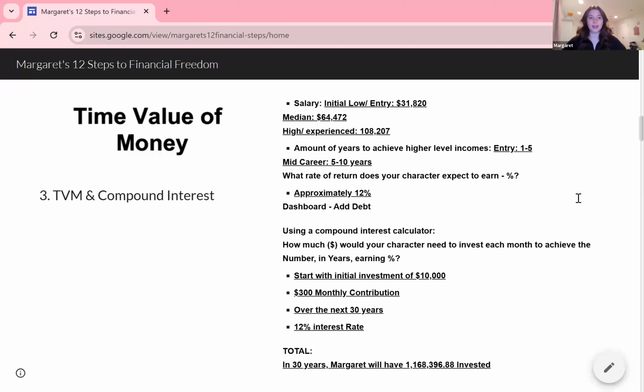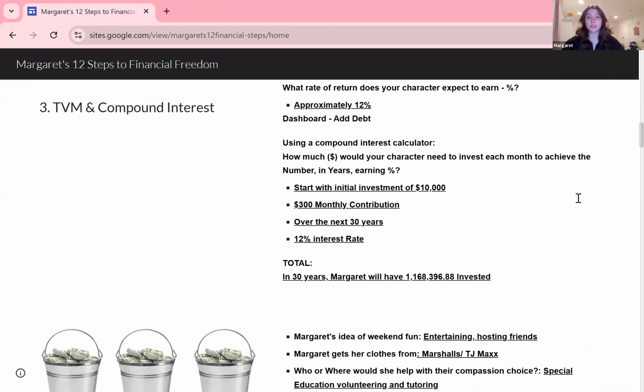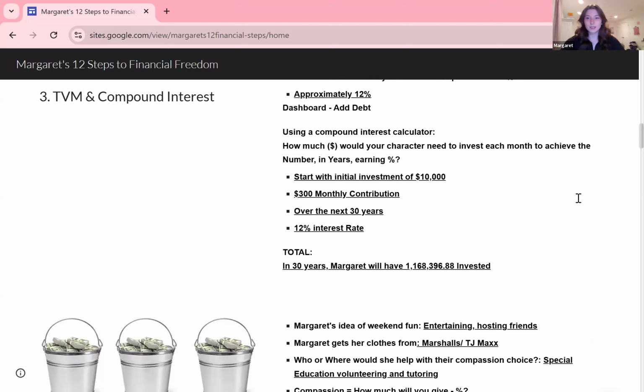Next, we are going to be looking at the time value of money and compound interest. With this, we're going to be looking at the starting salaries of the job that we had listed in section 1, and we're going to be looking at how much money we can eventually make within this field. And with our compound interest calculator, we're going to be setting the scene for what our investment situation is going to look like and how much we hope to achieve in the future.